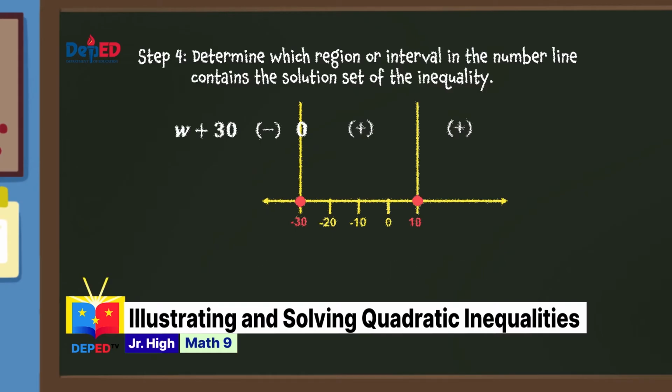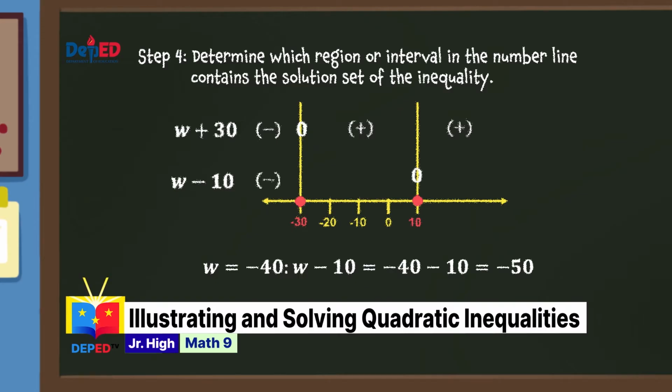This time, we will check the value of the factor w minus 10 in each region. In the region to the left of negative 30, we may use negative 40 as a test value. Negative 40 minus 10 is negative 50. This means that in this region where w is less than negative 30, the value of the factor is negative.